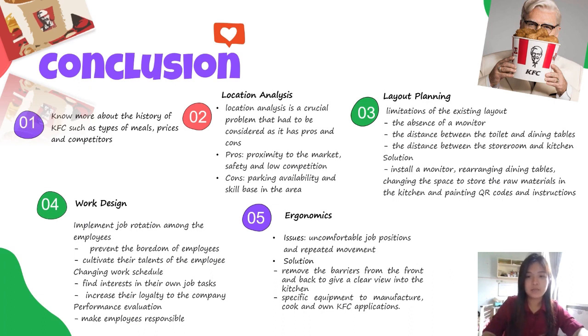Besides that, we found that there are limitations of the existing layout, such as the absence of a monitor, the distance between the toilet and dining tables, and the distance between the storeroom and kitchen. So we came up with recommended solutions, which are to install a monitor, rearrange the dining tables, change the space to store the raw material in the kitchen, and paint QR codes and instructions on the dining tables.